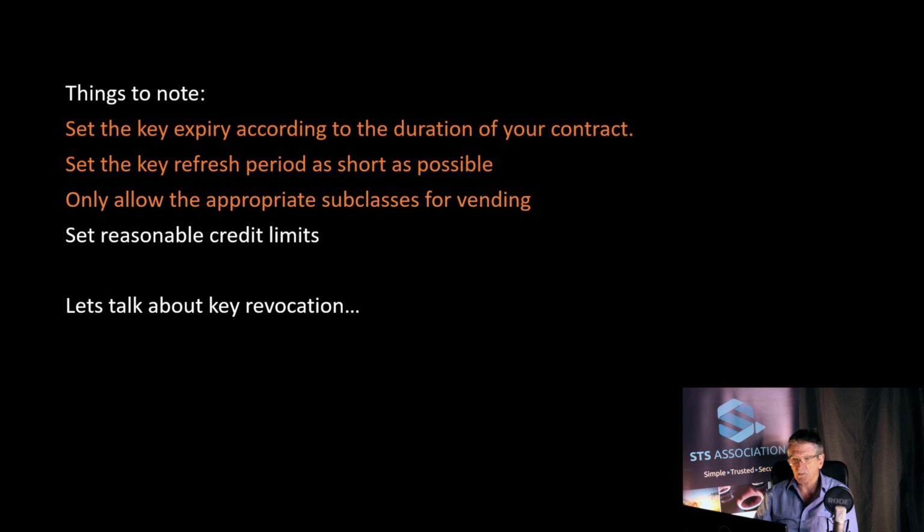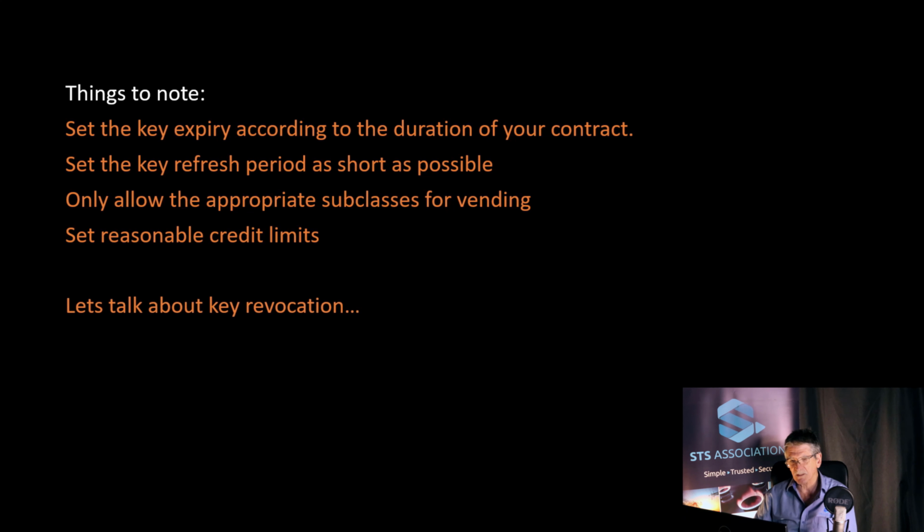Only allow the appropriate subclasses for vending. So if somebody is only supplying electricity meters, do not tick water, gas, time, and all the currencies. Just give them permission to use electricity, kilowatt hour or electricity currency. And set reasonable credit limits. Once again, it just limits your risk.